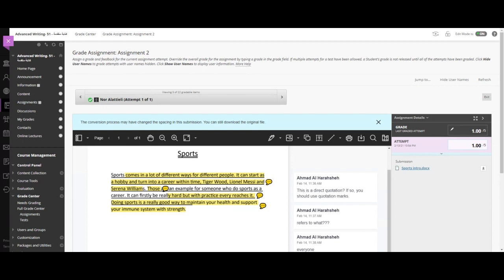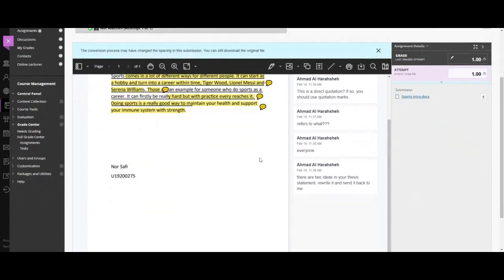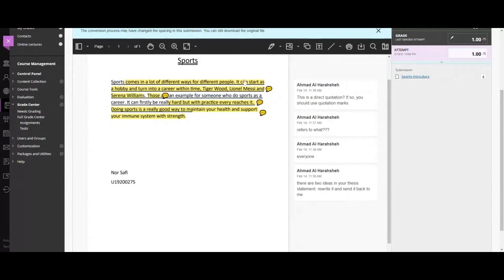Now, sports, it. Sports here, this is what? Plural. So the pronoun here must be plural. They can start as a hobby. See? Or you can say sport instead of sports. It can start as a hobby and turn into a career within time.